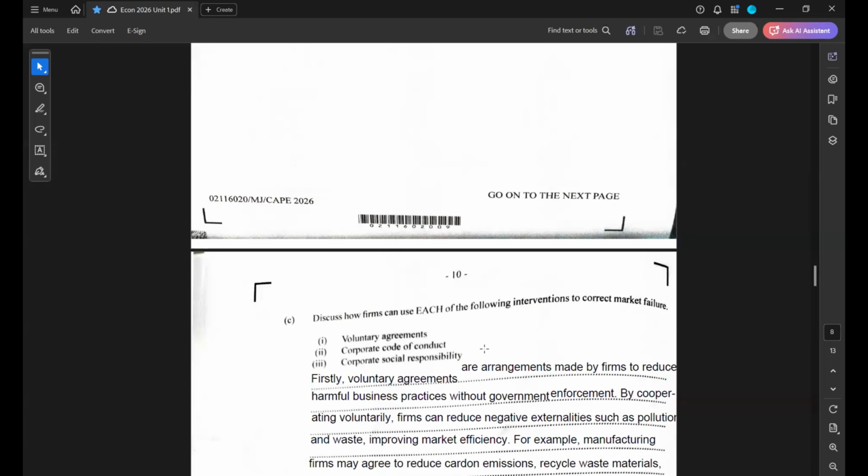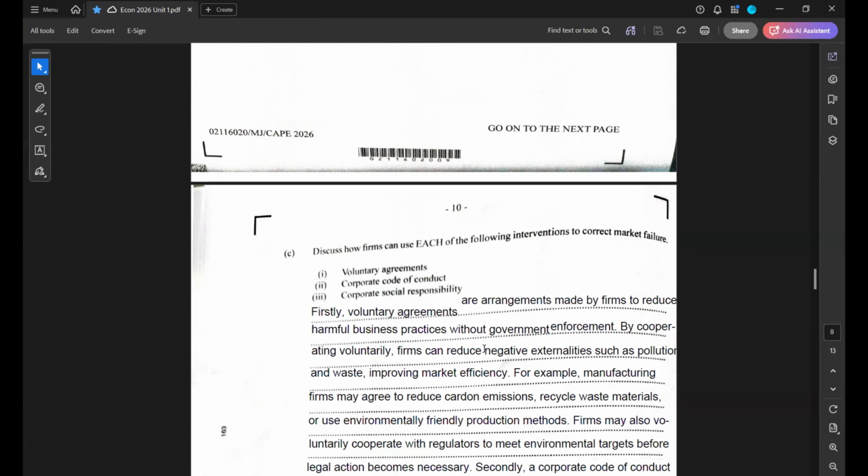So give it a little bit of your own creativity in terms of how you're going to describe or discuss these 3 points here, okay? But I have some general points that could be useful for you.